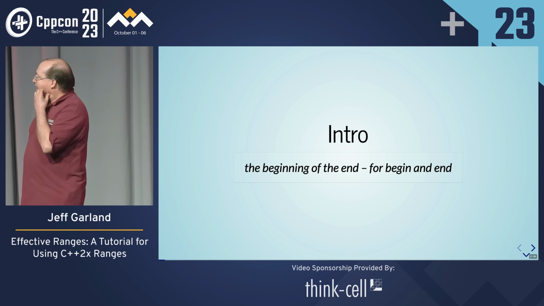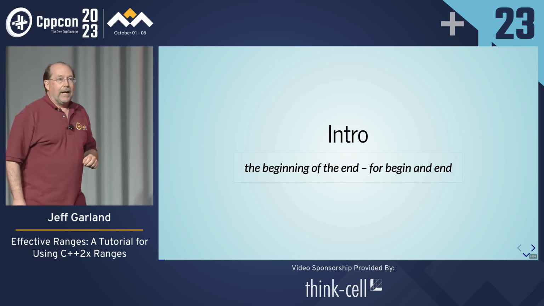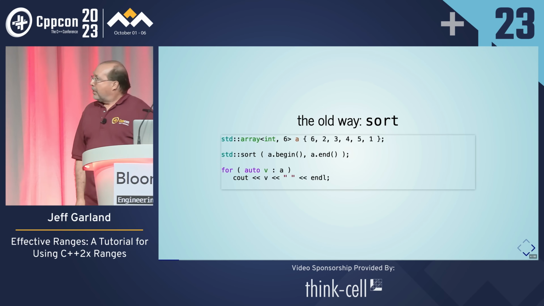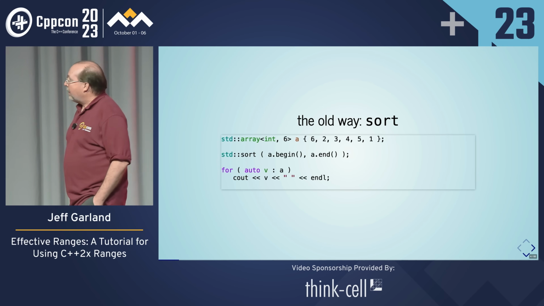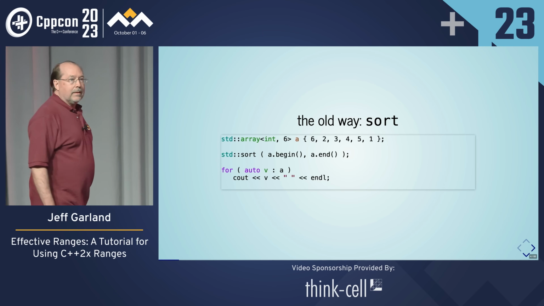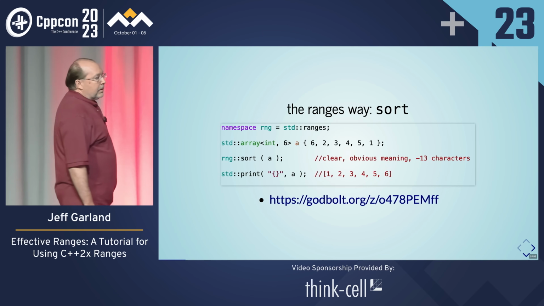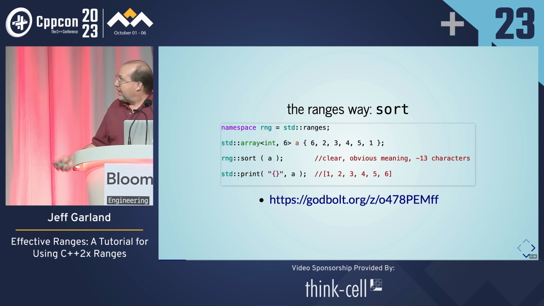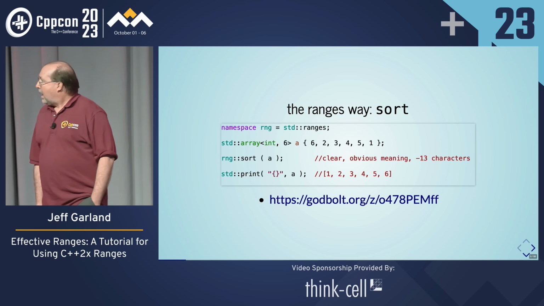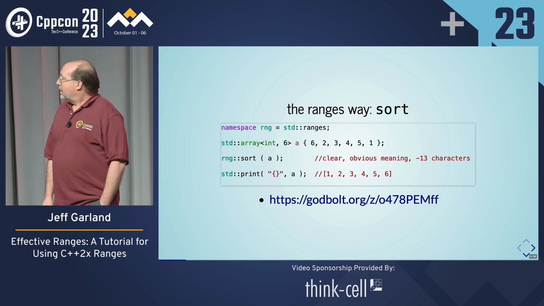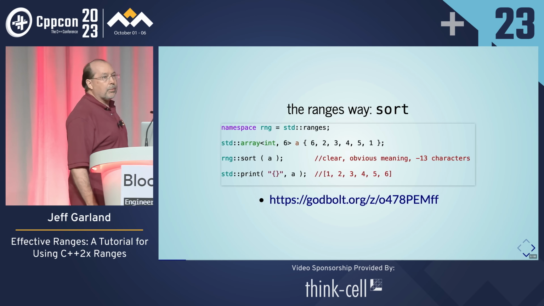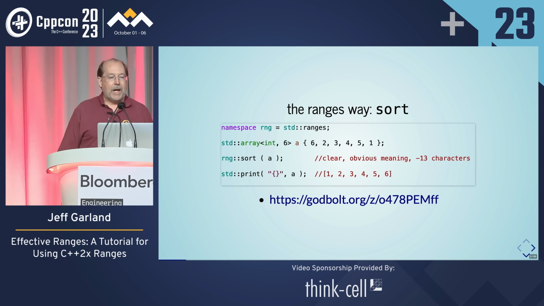So, the beginning of begin and end. That's one of the key things I think is going to happen with ranges. So slide 3, here's code. This is how you write sort in C++98 up till 2020. Nothing fancy. Here's sort the ranges way. And you'll notice that we've gotten rid of the begin and end. We don't need begin and end because we take a range to the sort algorithm now.